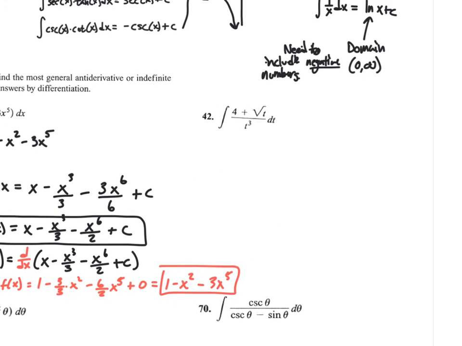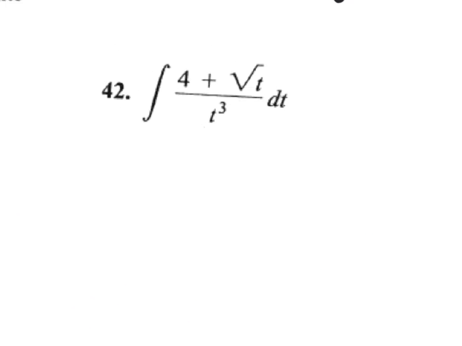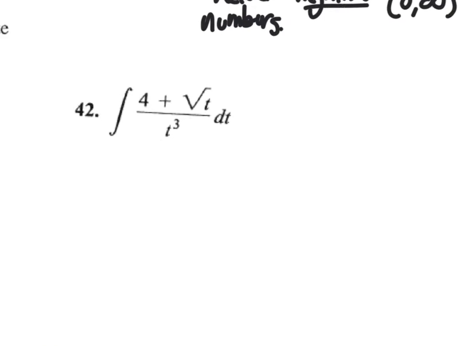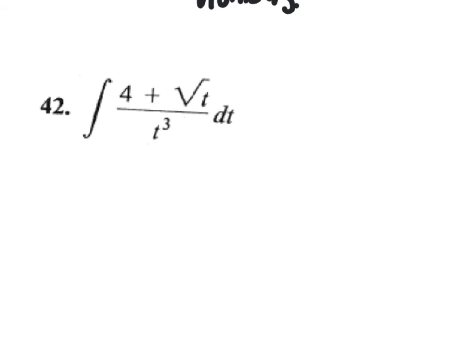42 is a little bit interesting. This looks awful, okay? It looks like it's kind of hard to do, but you have to realize that we can simplify this and get it into something that's usable via the power rule. So it looks pretty bad right now. However, let's take a look at this and see what we can do.